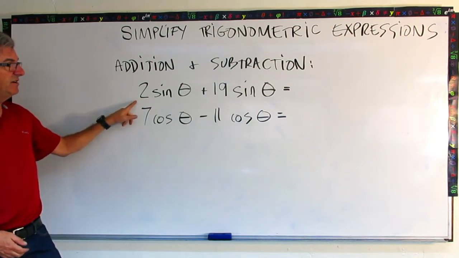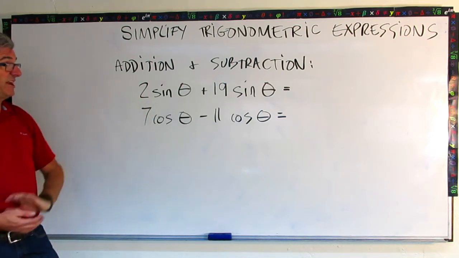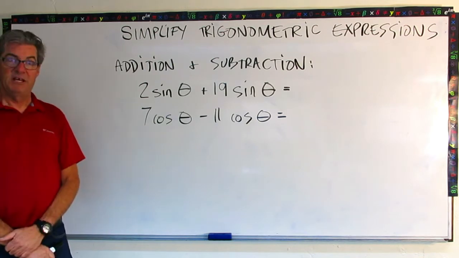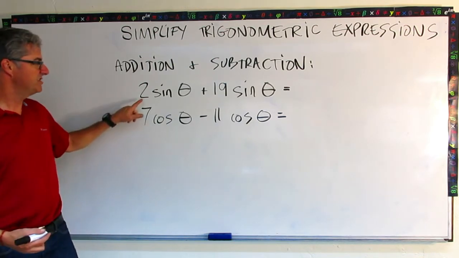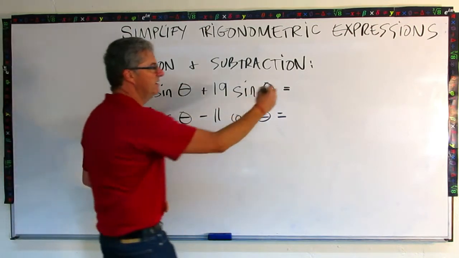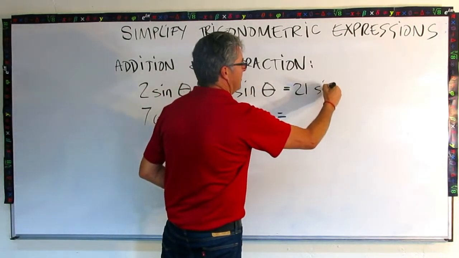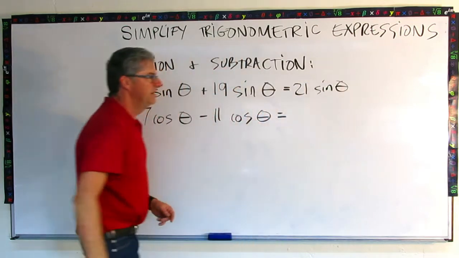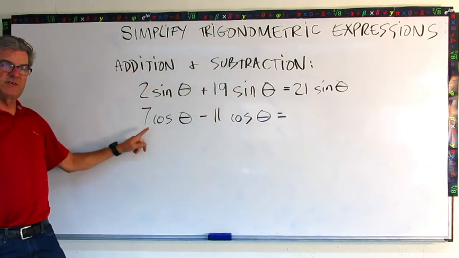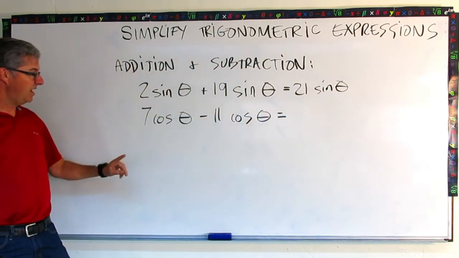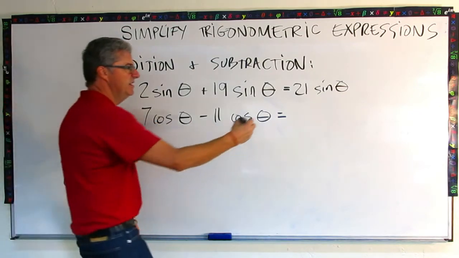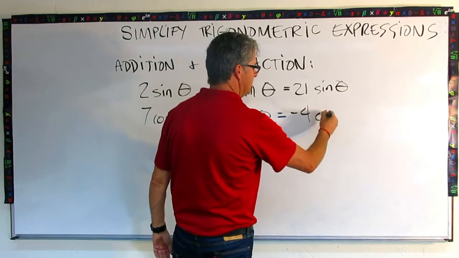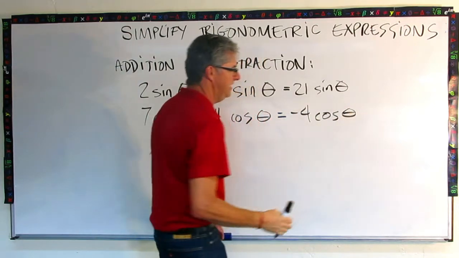2 sine theta plus 19 sine theta. What might that be? If you said 21 sine theta, you're right. It's really simple. We just got 2 sine thetas. We're adding 19 more. So this is 21 sine theta. Now, it works the same for subtraction, so see if you can do that one. Okay, I got 7 cosine theta minus 11 cosine theta. This is going to be minus 4 cosine theta.